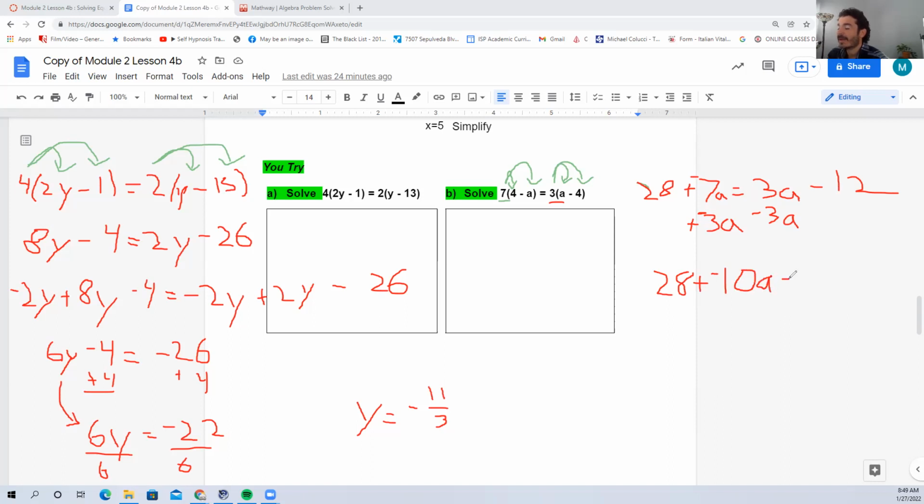Okay, positive 3a minus 3a. That one's pretty straightforward. That goes to 0. We did that by design. And now we have a two-step equation. So what do we do? Well, we subtract 28 from both sides.